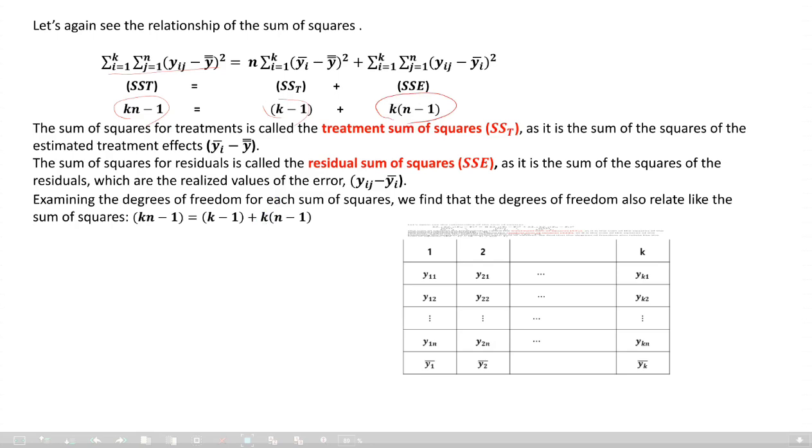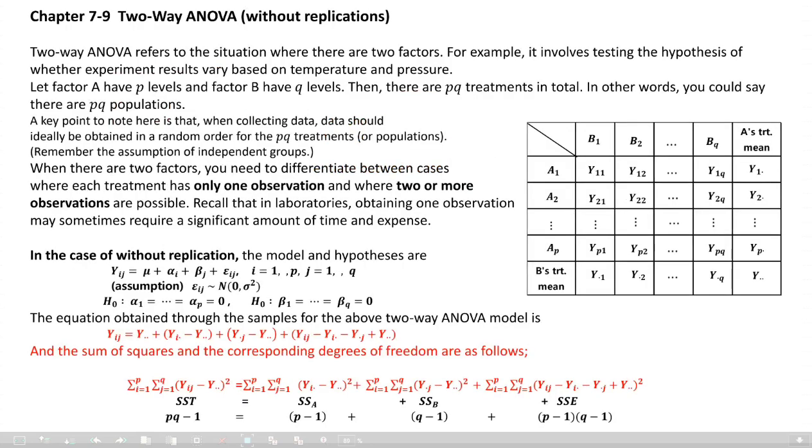Now, what do we consider? Two-way ANOVA without replications. Two-way ANOVA refers to a situation where there are two factors you're considering. For example, it involves testing the hypothesis of whether the experiment result varies based on temperature and pressure.